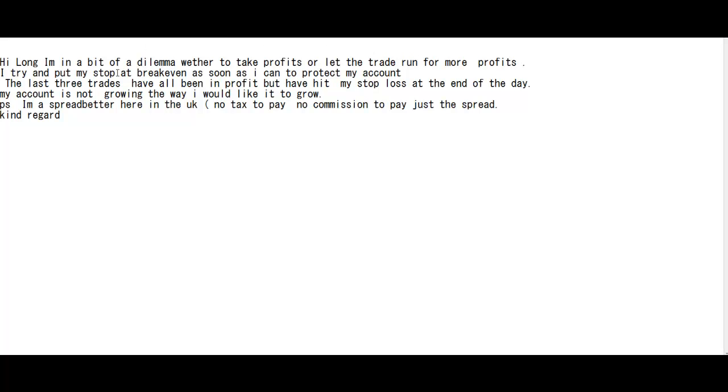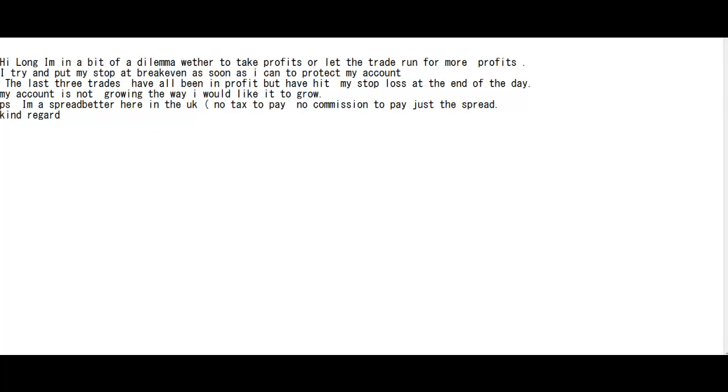Hi Long, I'm in a bit of a dilemma whether to take profit or let the trade run for more profit. I try and put my stop at break even as soon as I can to protect my account. The last three trades have all been in profit, but I have hit my stop loss at the end of the day. My account is not growing the way I would like it to grow. P.S. I'm a spread bidder here in the UK. No tax to pay, no commission to pay, just the spread.